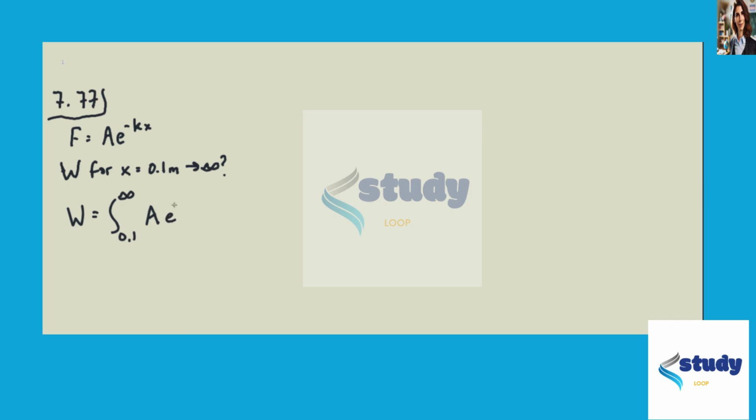So A e to the negative kx dx. So this is negative A over k e to the negative kx from 0.1 meters to infinity. And so then this gives us A over k times e to the negative 0.1 meters times k.